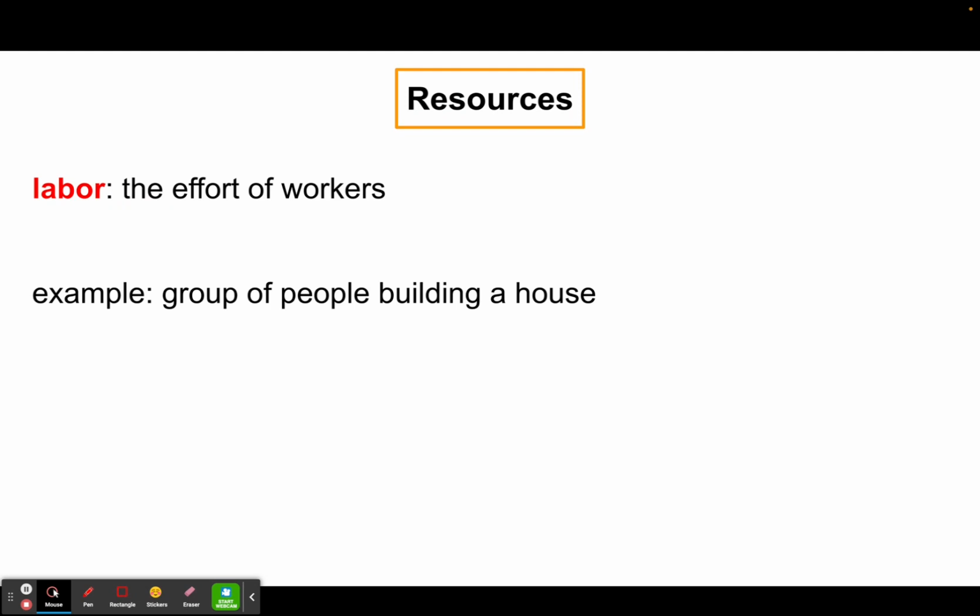Labor is the effort of workers. And that's really important for you to understand. It is the effort of the workers. It is not the workers themselves. So, for example, if you have a group of people building a house, if they're actually building the house, then that's labor. But if they're just standing around, shooting the breeze, not working on the house, there's no labor being done there.